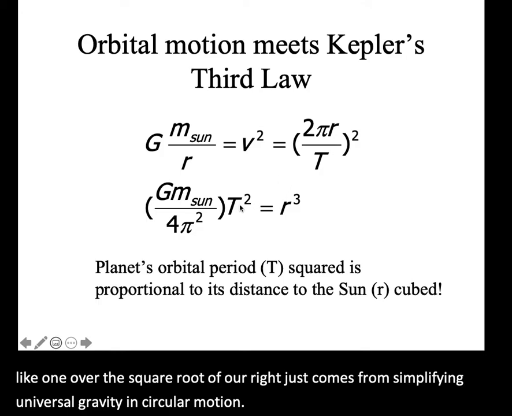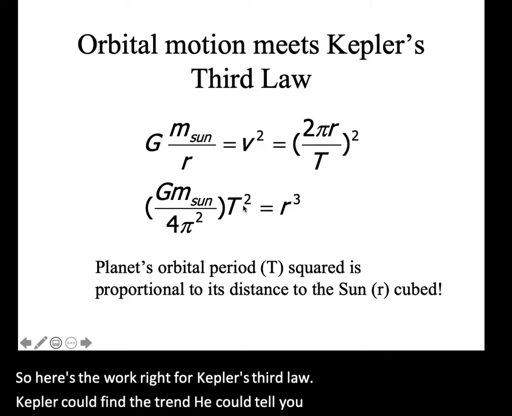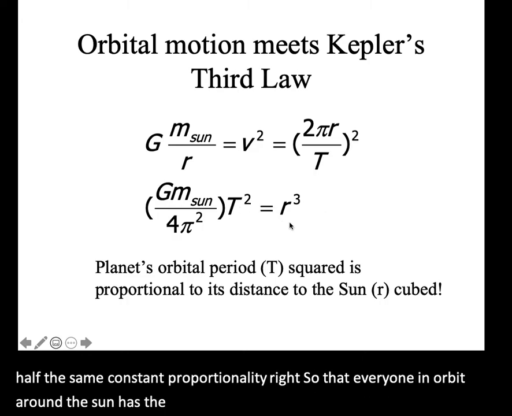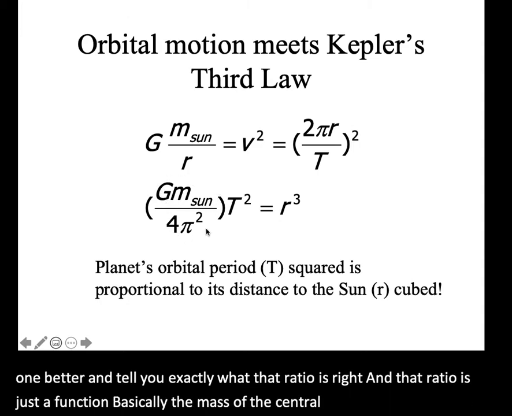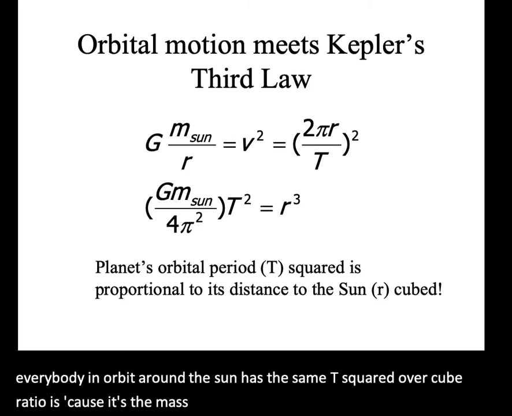So here's the work. For Kepler's third law, Kepler could find the trend. He could tell you that r cubed and t squared have the same constant of proportionality, so that everyone in orbit around the sun has the same t squared over r cubed ratio. But Newton can do you one better and tell you exactly what that ratio is. That ratio is basically a function of the mass of the central object. That's why everybody in orbit around the sun has the same t squared over r cubed ratio: it's the mass of the sun that's driving that relationship.